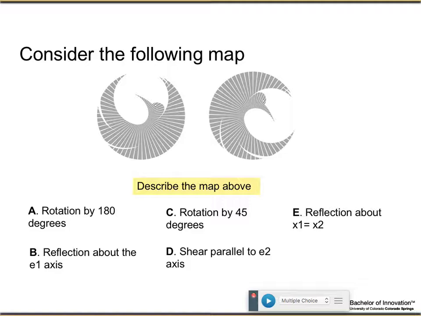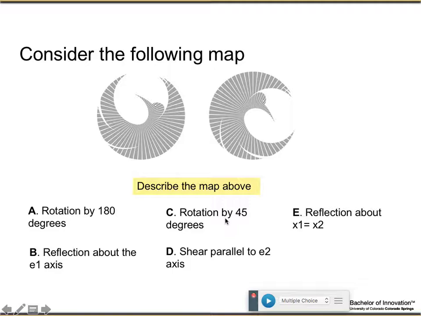Reflections change handedness. So in some sense, the bird is looking left in the one on the left, and is looking right in the one on the right. No amount of rotation will make the bird look from left to right. It's got to be a reflection in there someplace. So you can get rid of A and C. Then it's reflection about what?